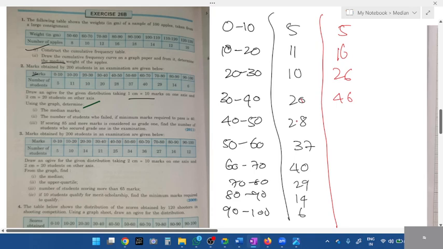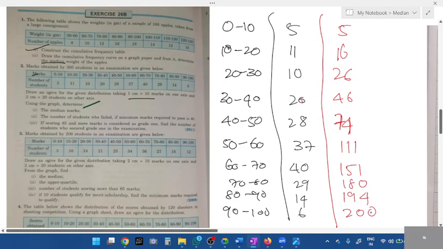Then 46, 56, 66. What do you get? 70. Yesterday I've given this table. Whoever has written, can you unmute and answer? 74 next. 111, 151, 160, 170, 180, 194.